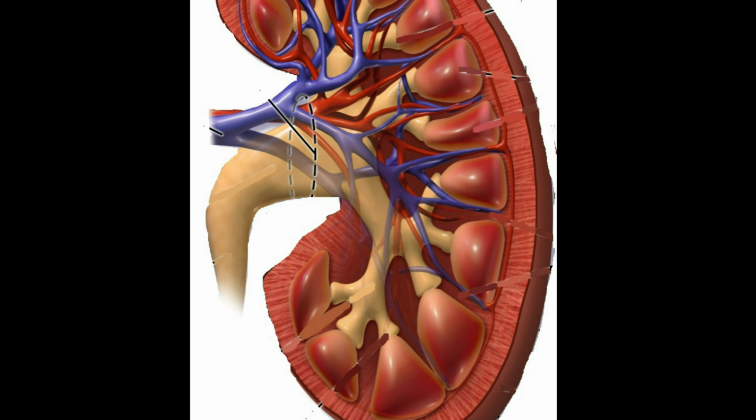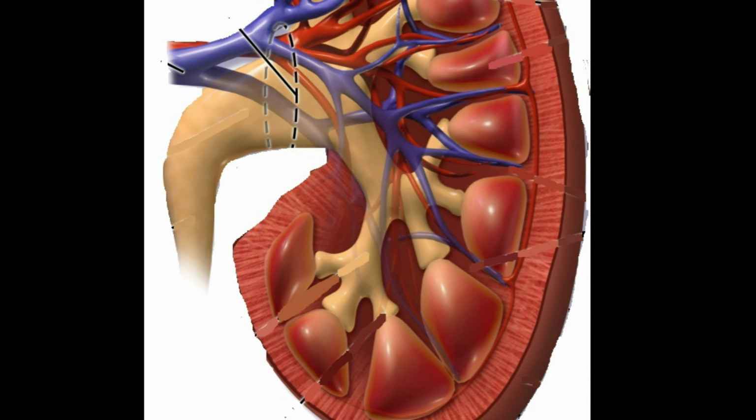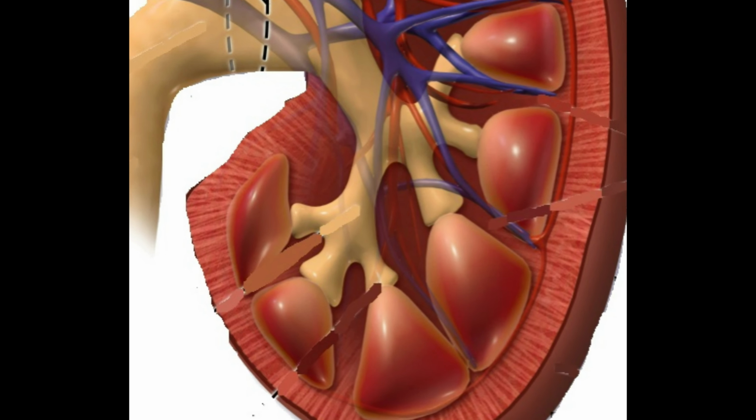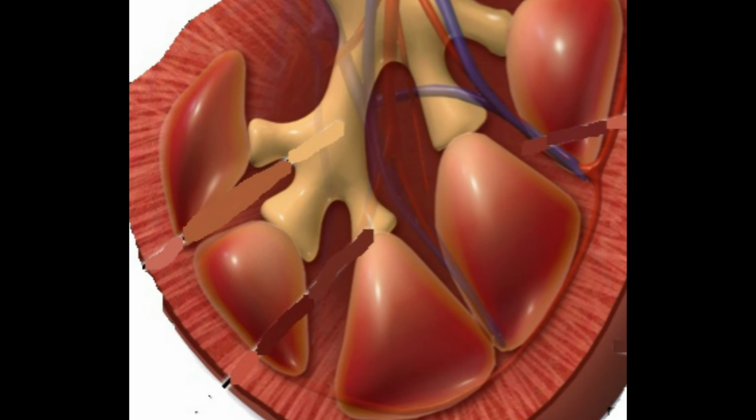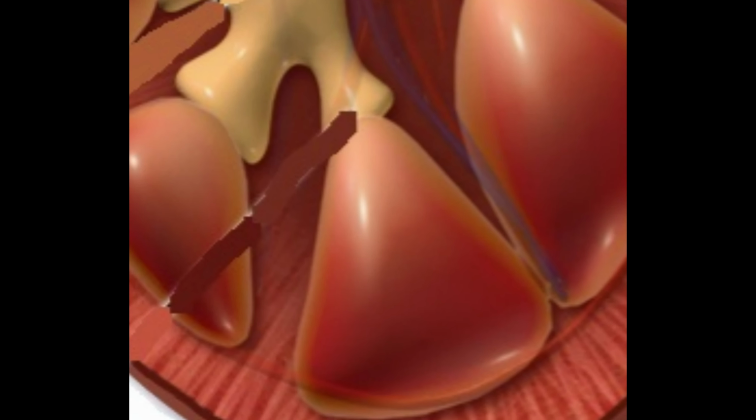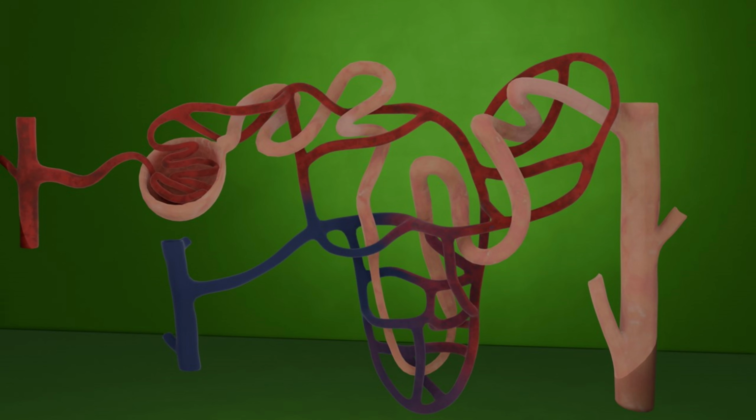Each capillary cluster in the kidney is associated with the cup-shaped end of a coiled tube called Bowman's capsule that collects the filtrate. Each kidney has large numbers of these filtration units called nephrons packed close together.